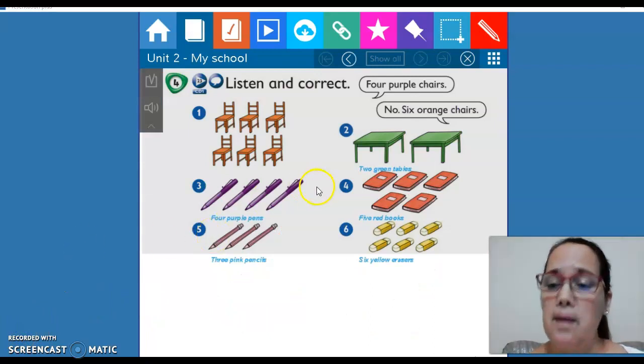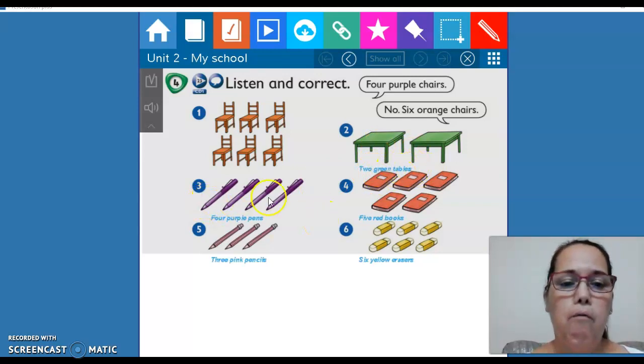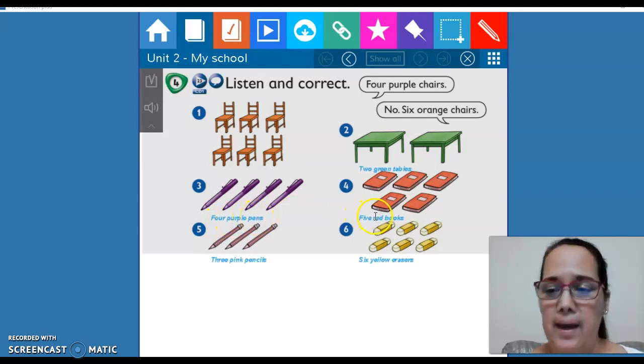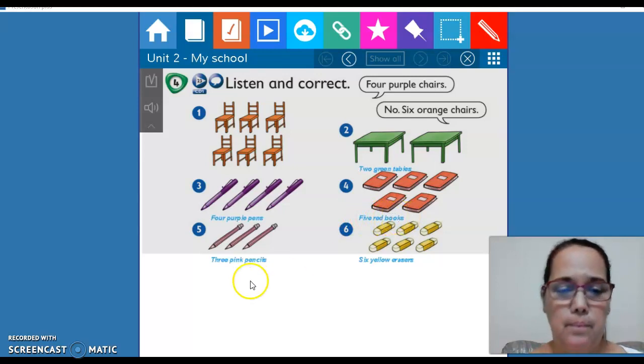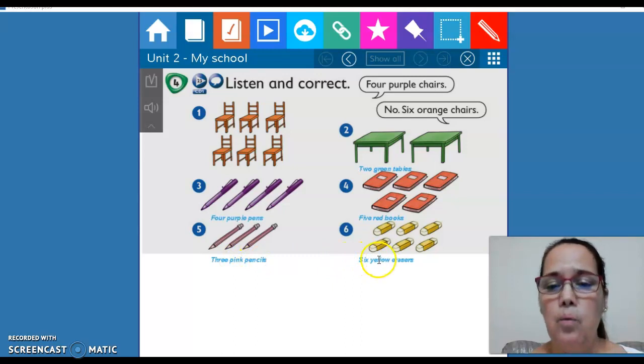Now read the answers, okay? 2 green tables. 4 purple pens. 5 red books. 3 pink pencils. 6 yellow erasers. Very good.